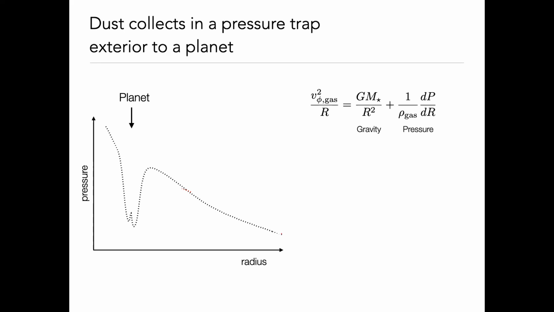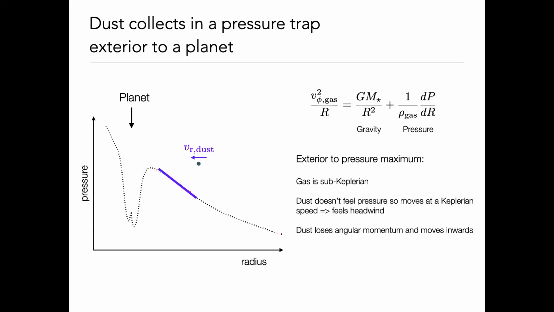So let's think about what happens to the dust in this disk in the presence of the planet. In the outer part of the disk, where you've got this little dust particle that I've drawn, the dust particle is orbiting around the central star at a Keplerian velocity. The gas is also orbiting, and the equation of motion for the gas is what you see in the upper right. The first term on the right-hand side is the Keplerian motion, the gravity term. And the second term is the pressure term. So the gas feels the pressure in the disk, and that affects its azimuthal motion.